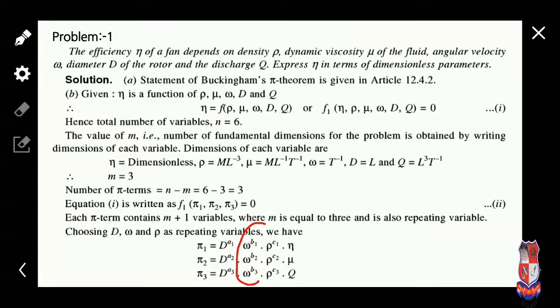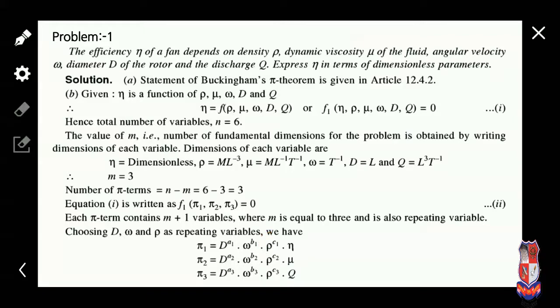The second repeating variable is selected from the category of fluid flow property. The flow property is defined by the velocity, so here angular velocity is the second repeating variable. The third repeating variable is considered from the category of fluid property. Fluid property is defined by the viscosity and density, so here we have selected the density as the third repeating variable.